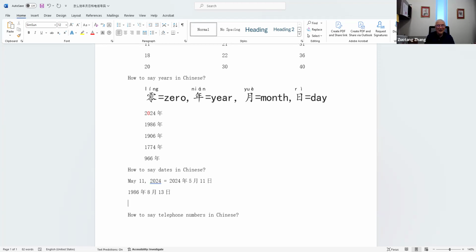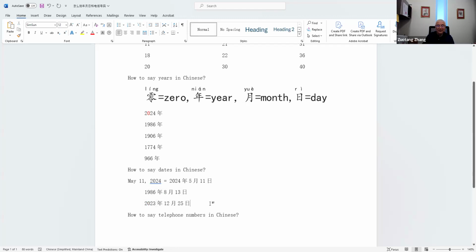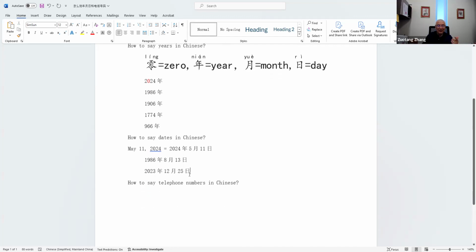And how do you say the Christmas of last year? That would be 2023年12月25日. 2023年12月25日. So that's how you say the dates in Chinese. And after learning this, you will be able to say your birthdays.